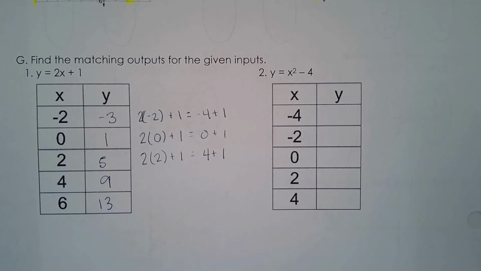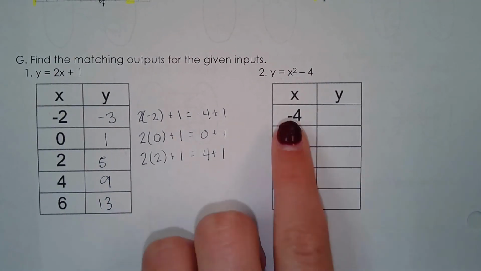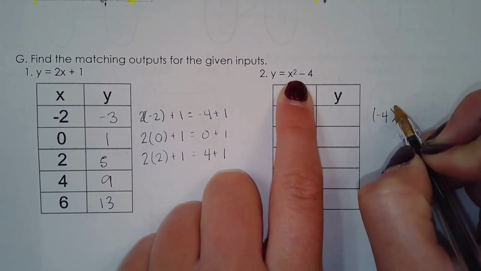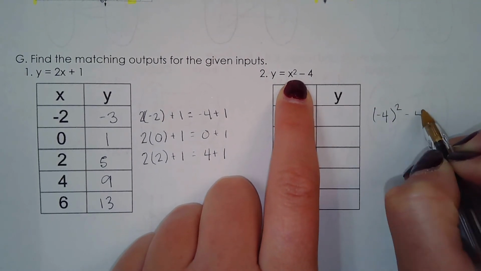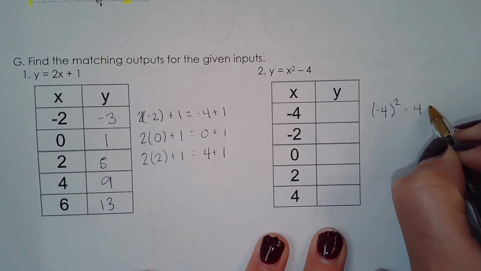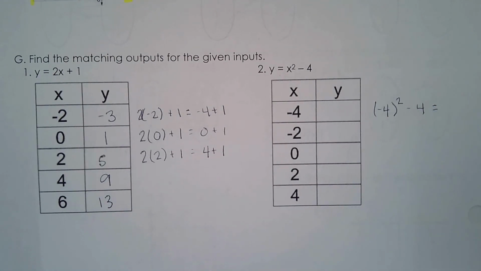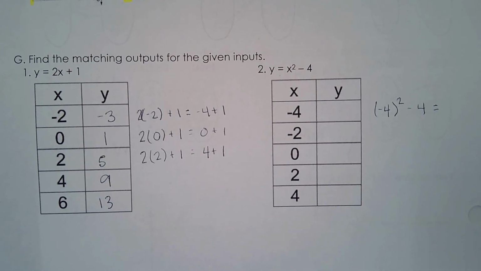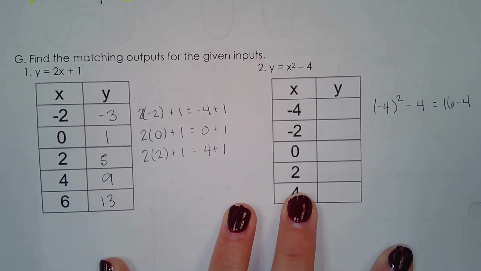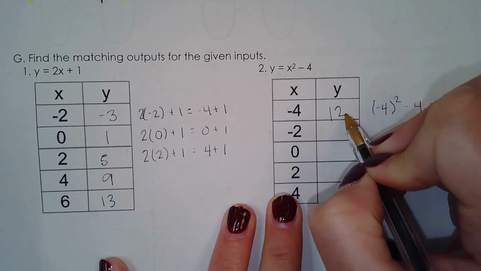This time it's x squared minus 4. So when we go plug in -4, you're going to have -4 in place of x. Square that, then subtract 4. So what is -4 squared? Are you sure? What's -4 times -4? Oh, 16. Positive 16 minus 4. 12. Is that okay?